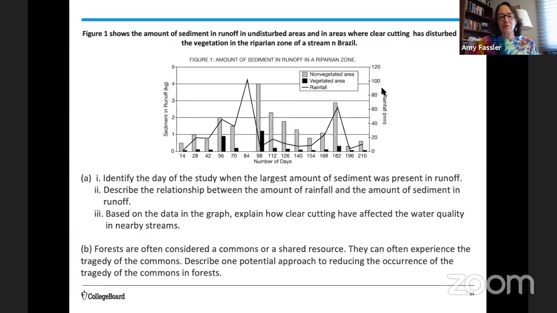So I've got sediment runoff represented by a bar graph in both non-vegetated and vegetated areas over this period of time measured in days. And then the line graph corresponds the amount of sediment runoff to the rainfall. In other words, what's the relationship between how much rain there is and how much runoff there is in both a disturbed and an undisturbed area. So a couple questions about the graph itself, and then we go into forests as a commons.